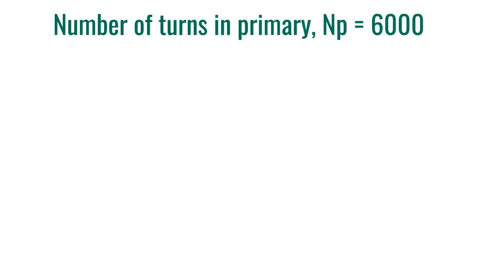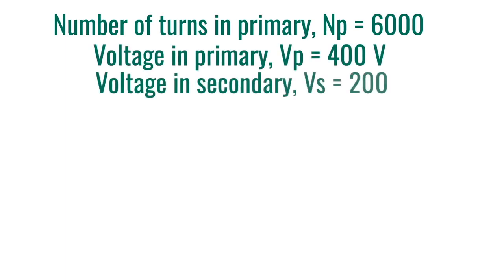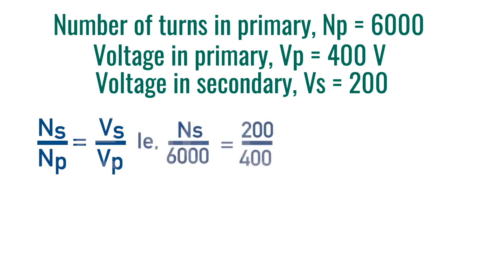We are given the number of turns in primary Np is equal to 6000, voltage in primary Vp is equal to 400 volt, the voltage in secondary which is Vs is equal to 200 volt. Here we can use the relation Ns divided by Np is equal to Vs divided by Vp. That is Ns divided by 6000 is equal to 200 divided by 400.